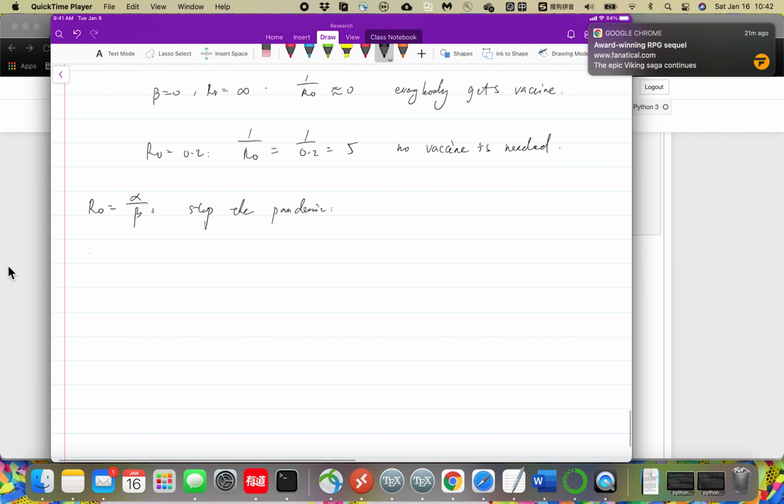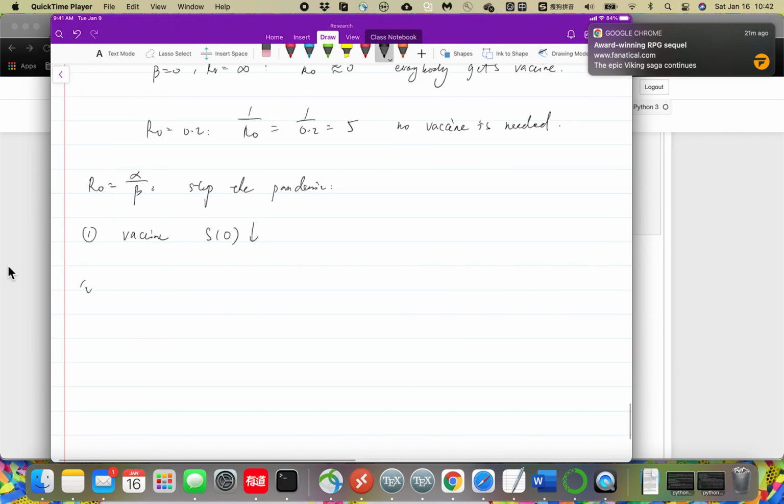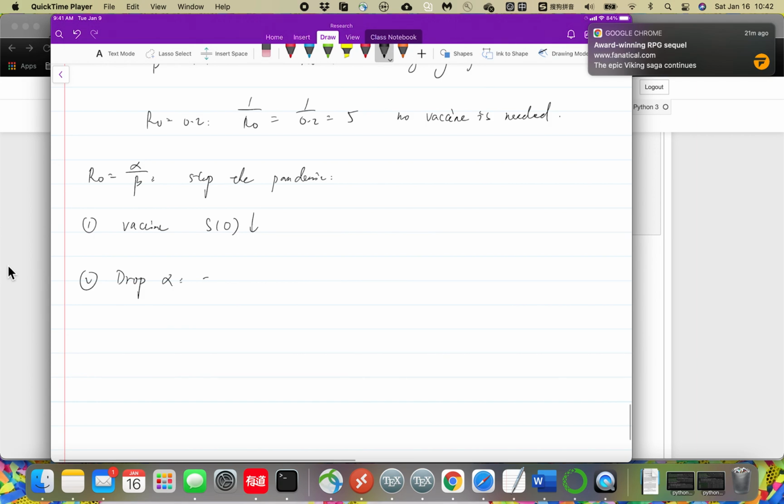Okay, the first thing I just want to write right here: use vaccine, such that S0 is going to drop. That will help prevent the pandemic. The second one is you can actually drop alpha. Okay, slow down the spreading. That's where we do the quarantine.